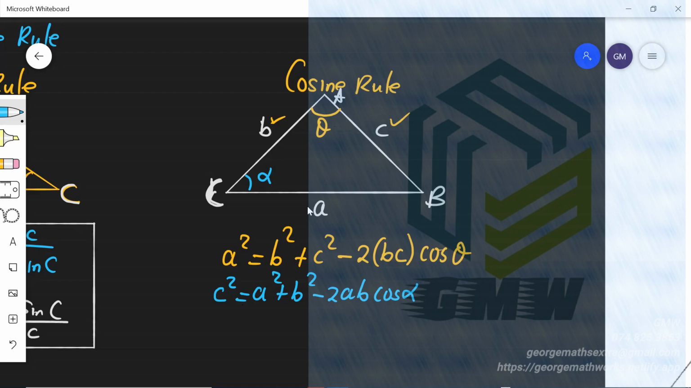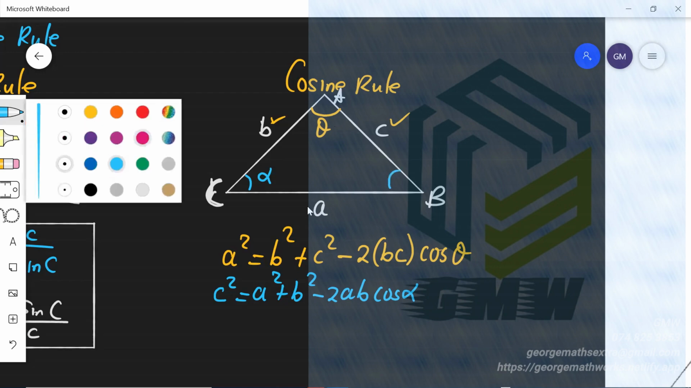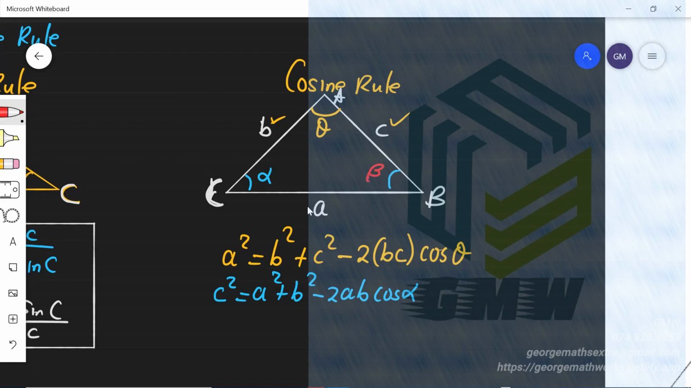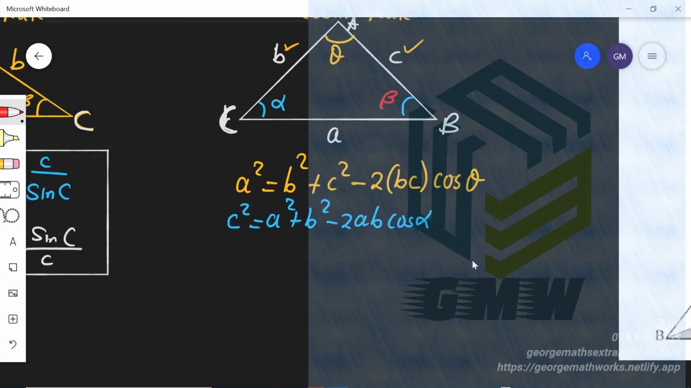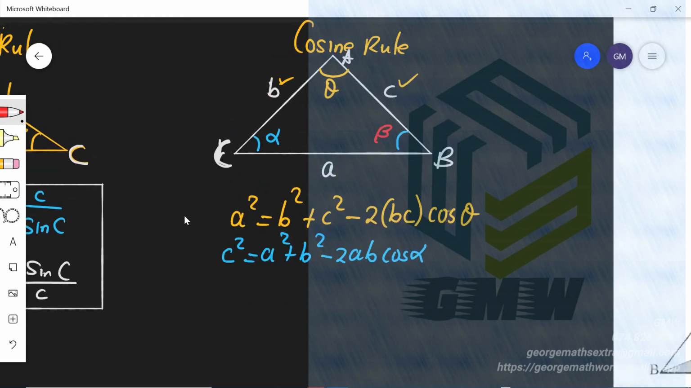You agree? Yes, sir. If I am using, let's say, beta, this one, what will the equation be? B, small b squared will be equal to a squared plus c squared minus 2ac cos of beta. Good. So that's the important thing you need to understand. Agreed? Yes, sir. Is there anything you didn't understand from these two?